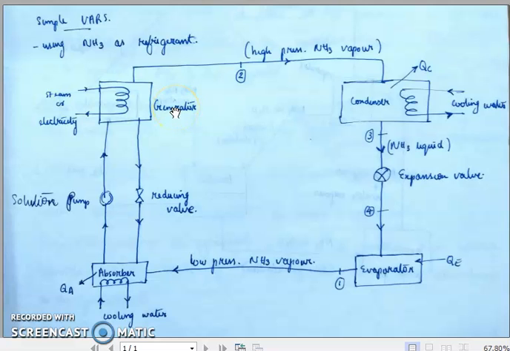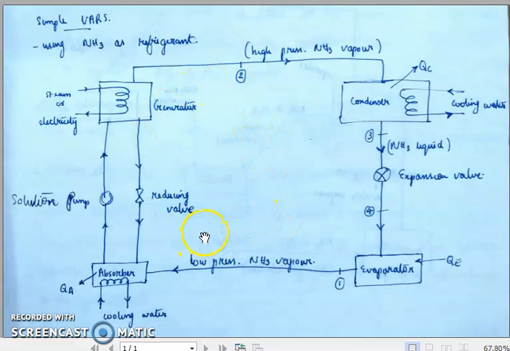So, dear students, welcome back to our discussion on refrigeration and air conditioning. In the third module, there is a small portion called Vapor Absorption Refrigeration System. In the second module, we were learning about the vapor compression refrigeration system.